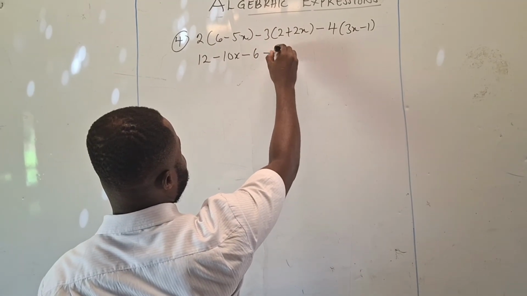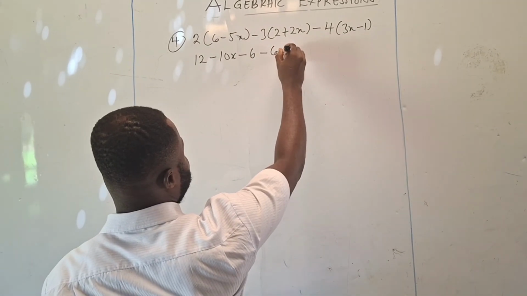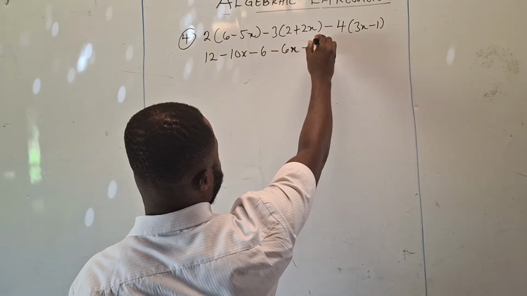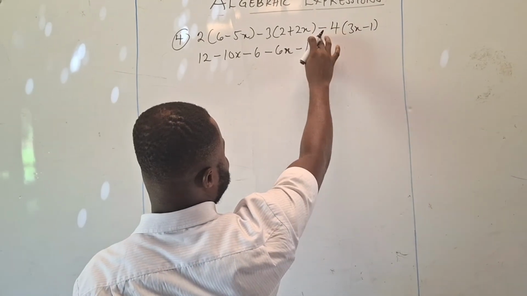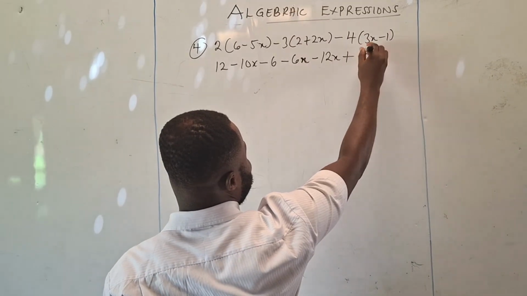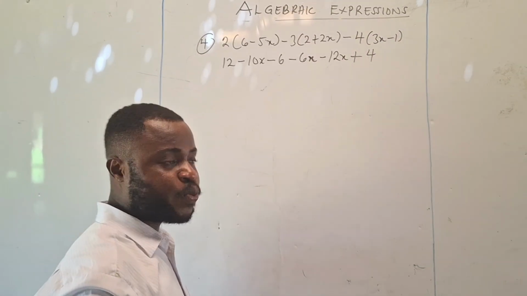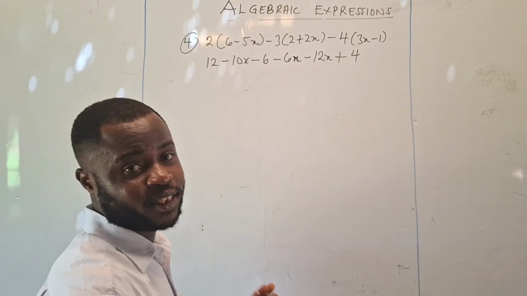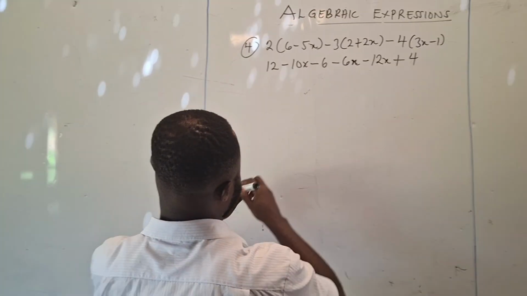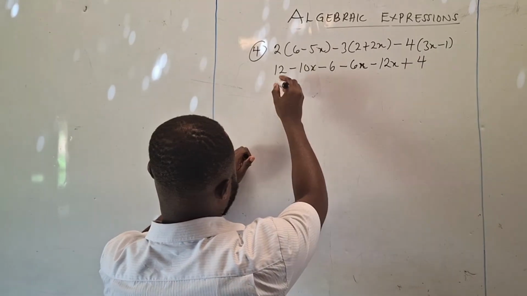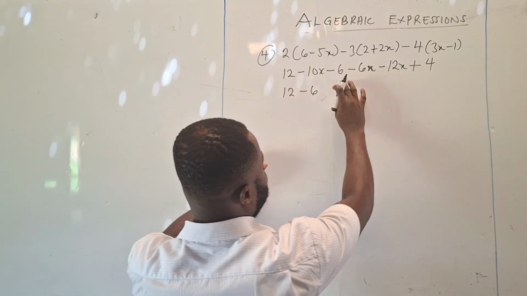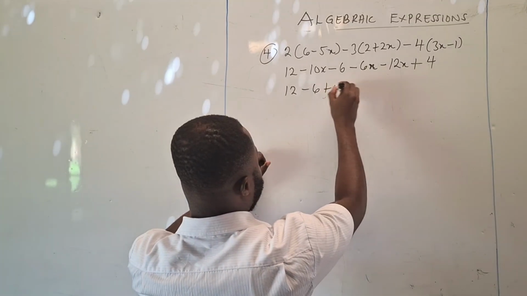Then minus 3 times 2x will give us 6x. Then minus 4 times 3x will give us 12x. Now negative meeting negative will be positive. Then 4 times 1 will give us 4. In opening the bracket, be careful with the sign. So now let's group the like terms here. So we have the number 12. When we look here, we have minus 6. When we look here, we have plus 4.